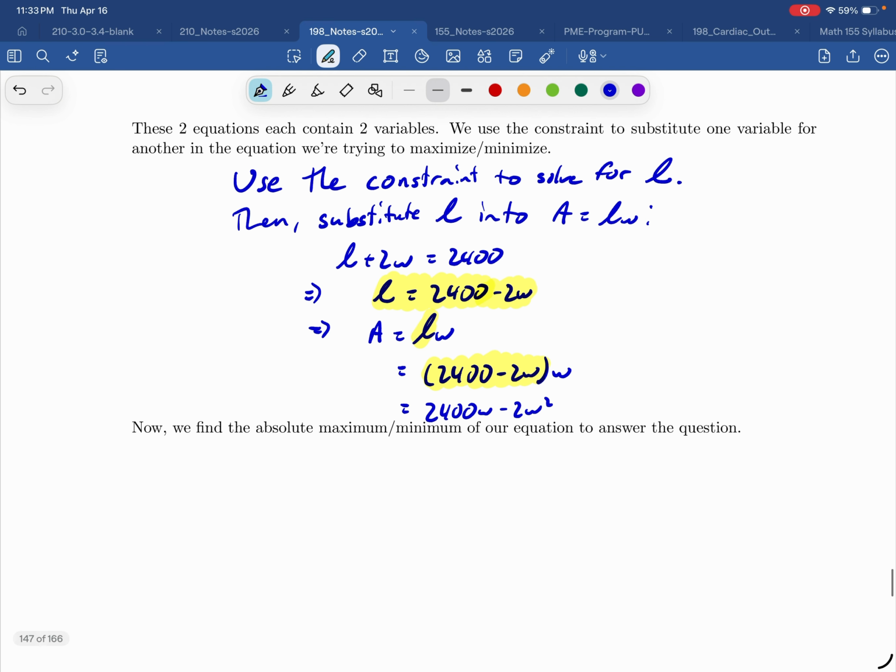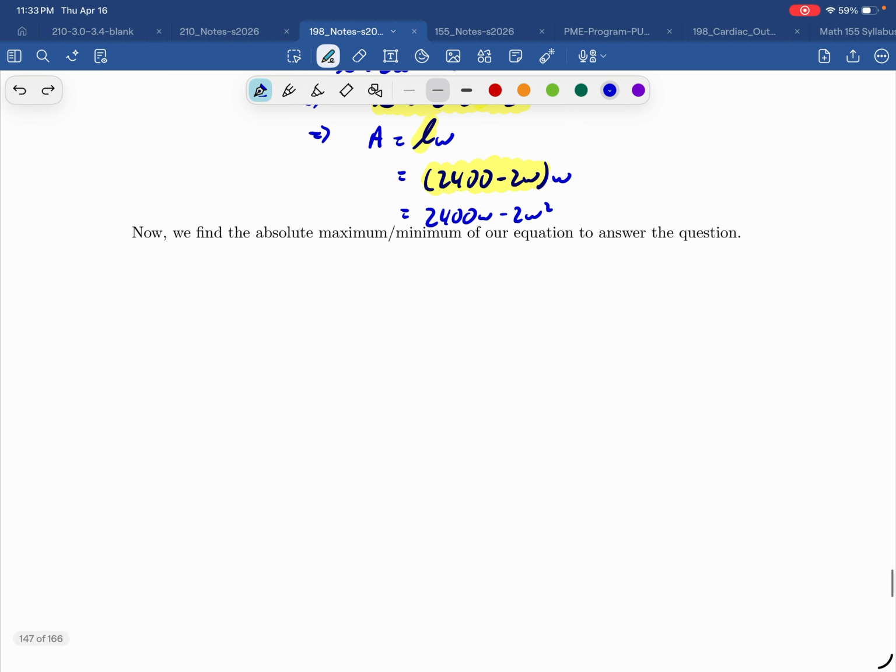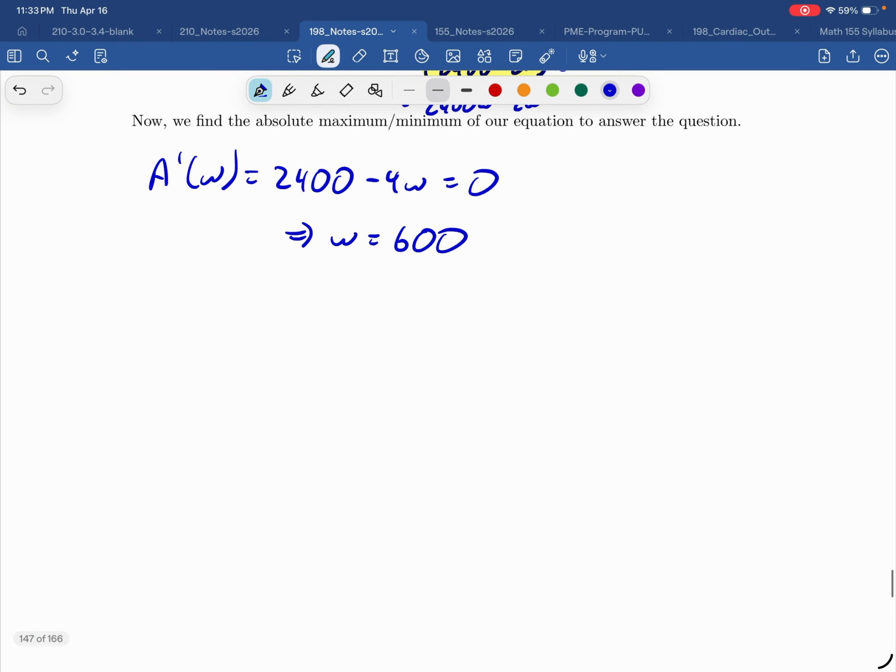Now that A is in terms of one variable, just W, we can take the derivative and set it equal to 0. Okay? So let's do that. A prime of W is going to equal 2400 minus 4W, right? Set equal to 0, and we find that W equals 600. And now quickly we want to test out our answer, right? We want to make sure that we do in fact have a maximum and not a minimum.